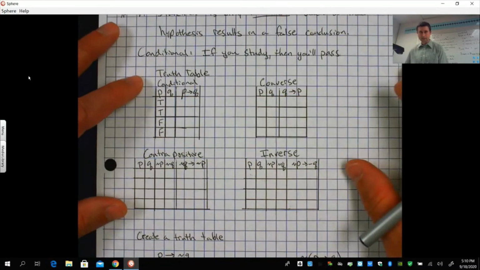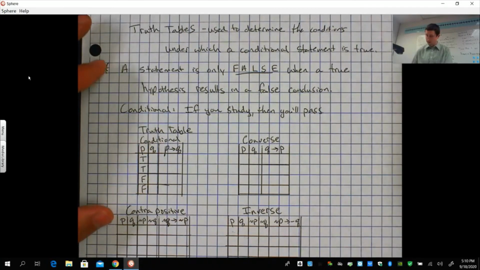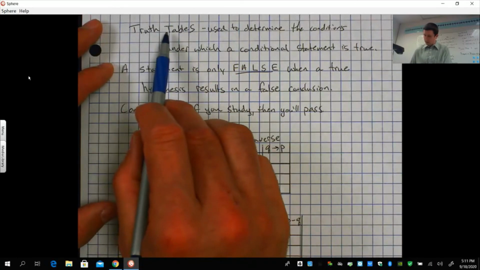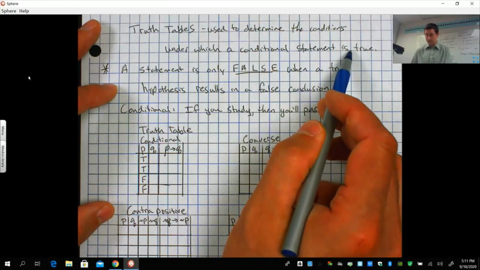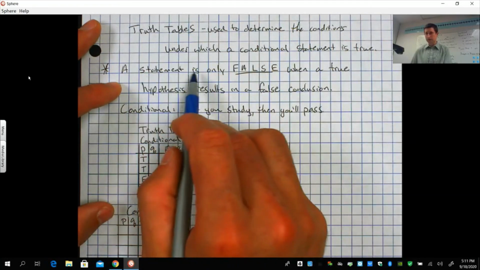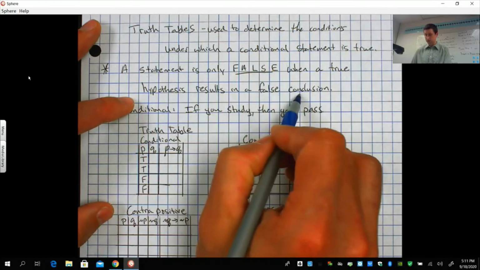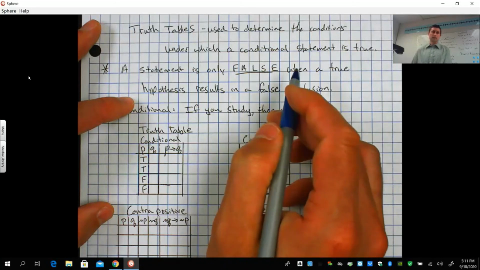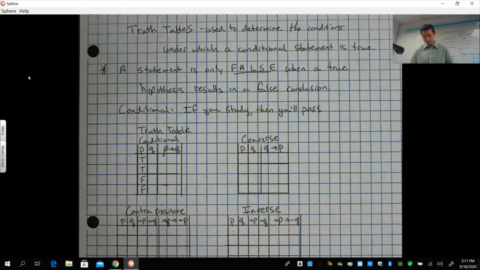I'm going to look real quick at what they call truth tables. This is something that's not in the notes. I'm going to give you a paper copy of this so you can follow along. You should have that. Get that out now. Truth tables are used to determine conditions under which a conditional statement is true. This is important here. A statement is only false when a true hypothesis results in a false conclusion. When you're dealing with logic, a statement is only false when something didn't happen when you were expecting it to happen.